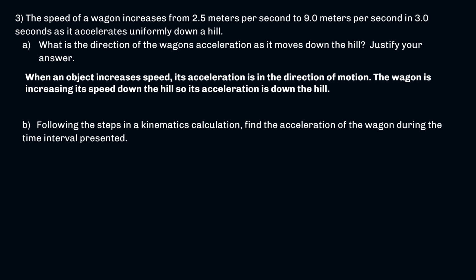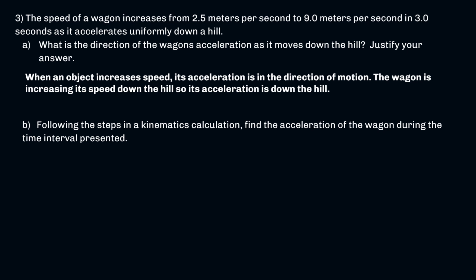When an object increases speed, its acceleration is in the direction of motion. The wagon is increasing its speed down the hill, so its acceleration is also down the hill. Acceleration is in the direction of the motion when I increase speed. So perfect. Our last part here, following the steps in a kinematics calculation, find the acceleration of the wagon during the time interval presented.